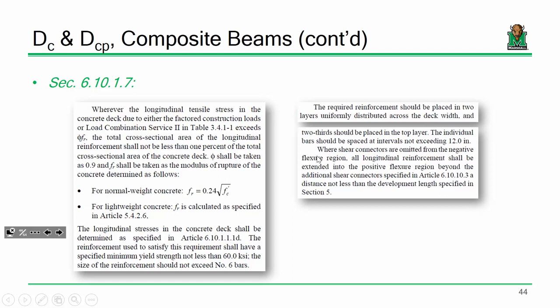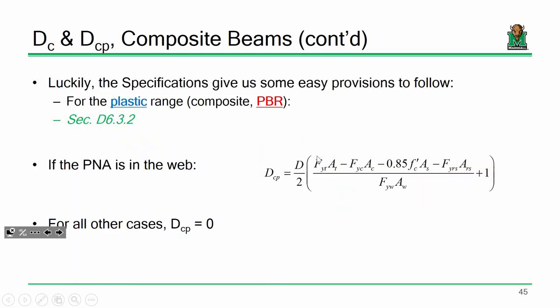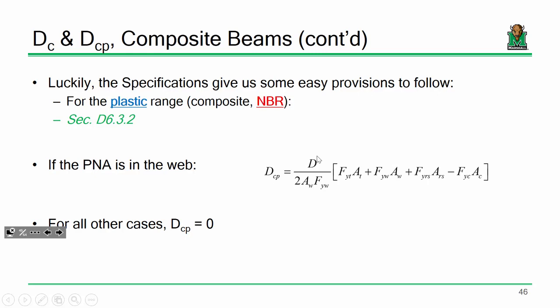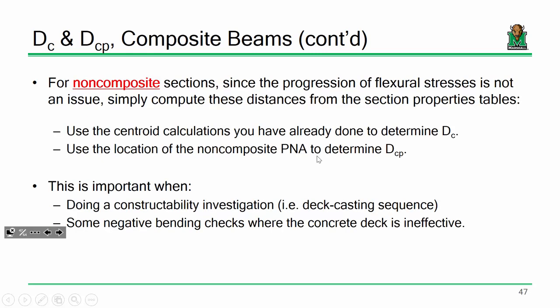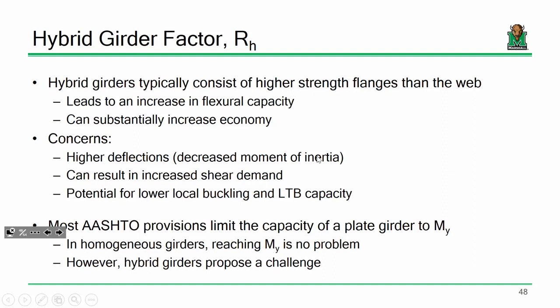I don't want to get too heavy into this. I've provided you the important stuff, but I really want to tackle the big topics tonight. And then this is for the plastic range, D sub CP. In many cases, again, it's 0. And then also for negative bending. Okay. This is, I think, what I was mentioning earlier, the idea that if you've got a non-composite shape, you don't even have to do all this. It's just where the centroid is. Okay. Everybody okay with this?